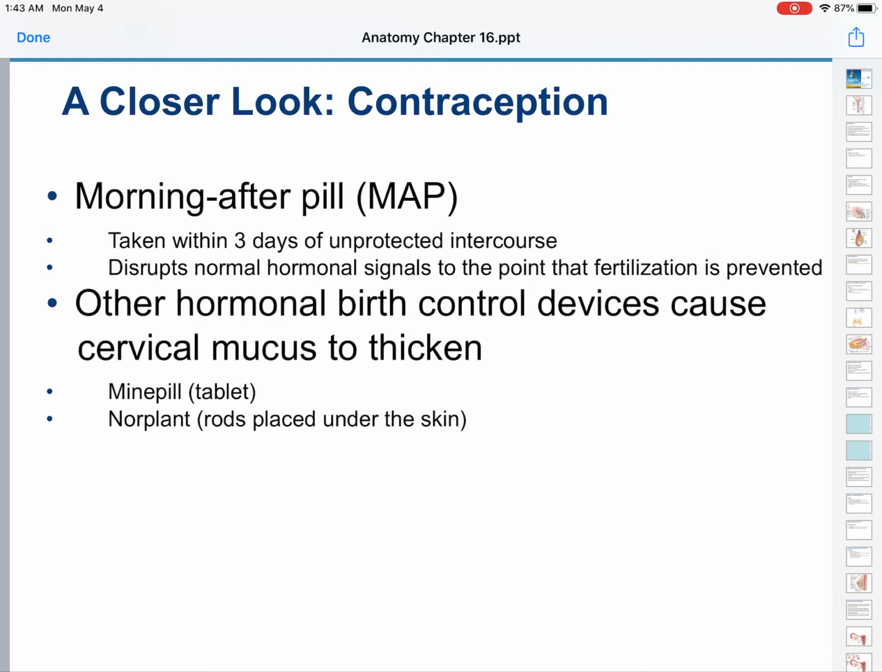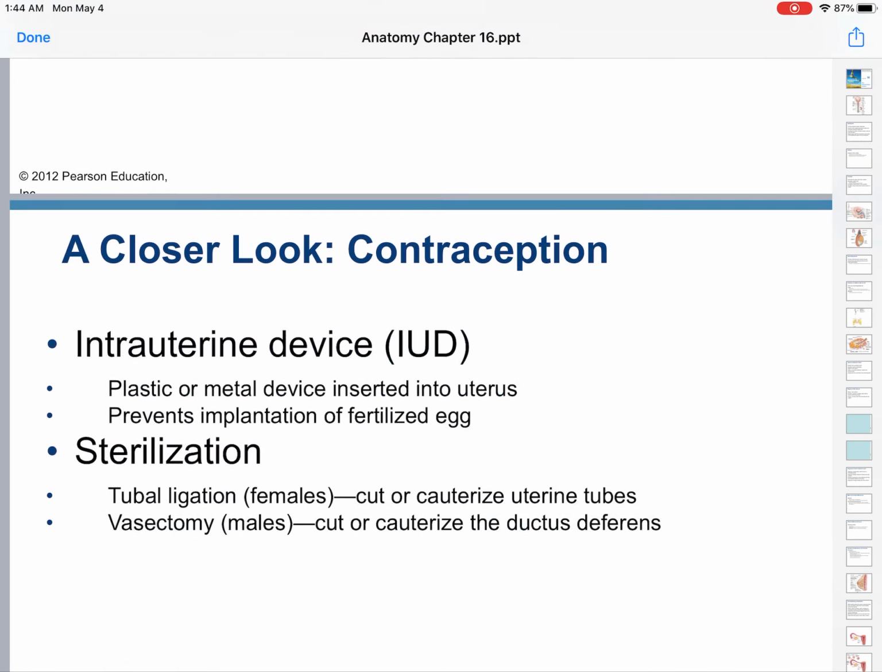Other hormonal birth devices cause cervical mucus to thicken. You thicken the cervical mucus, it makes it much harder for the blastocyst and the zygote to implant into the uterine wall.